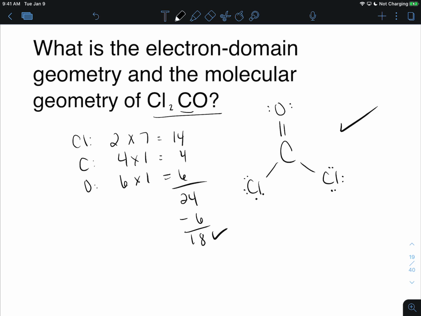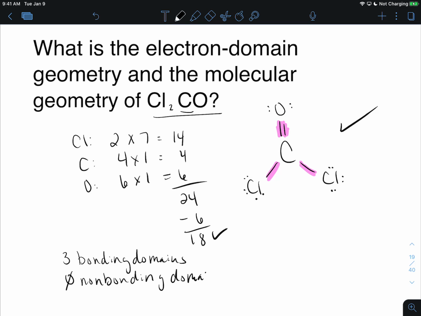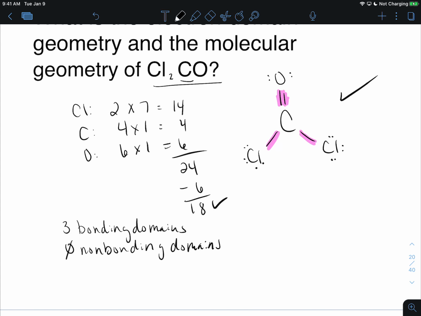Okay, now that we have our Lewis structure, we can evaluate our structure itself and figure out what our electron domain geometry and our molecular geometry and bond angles are. So if we look, we have 3 bonding domains. So we have, this is a bonding domain, this is a bonding domain, and this is a bonding domain. We have 0 non-bonding domains. Keep in mind, we're just looking at the bonding domains around the central atom. And this gives us a total of 3 electron domains.